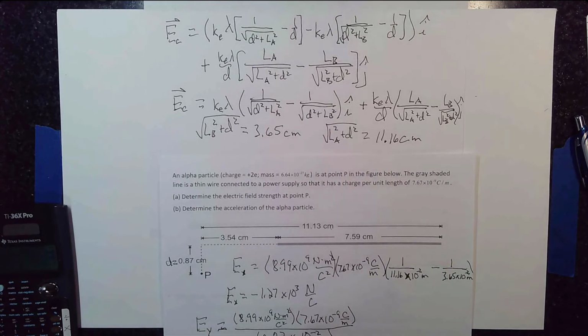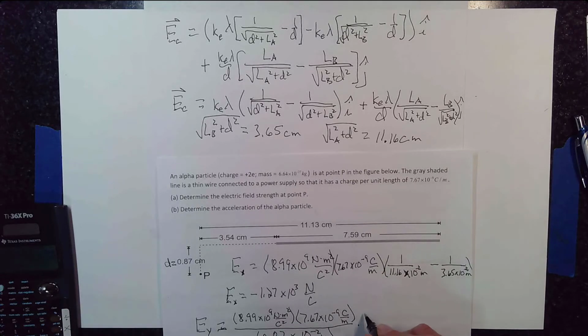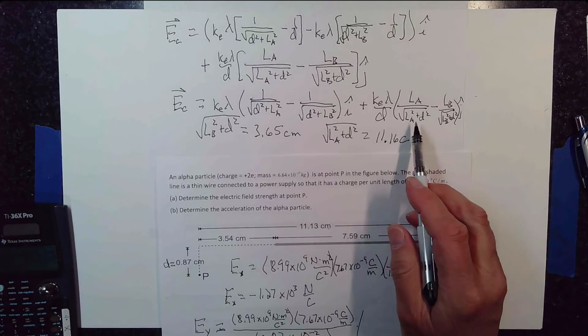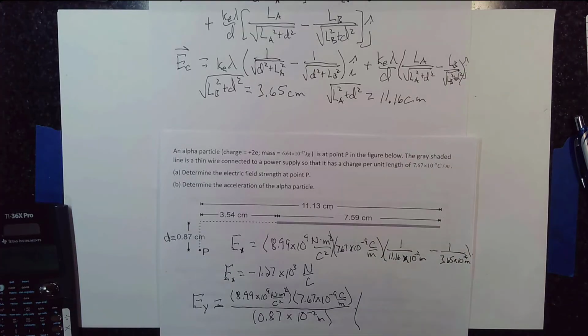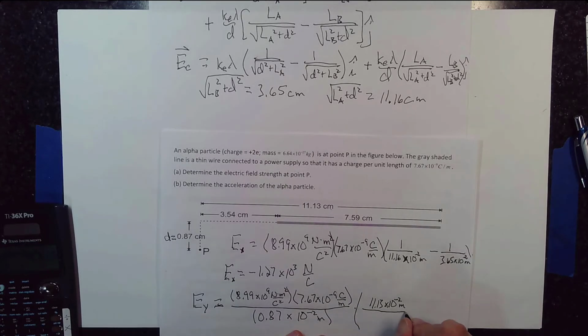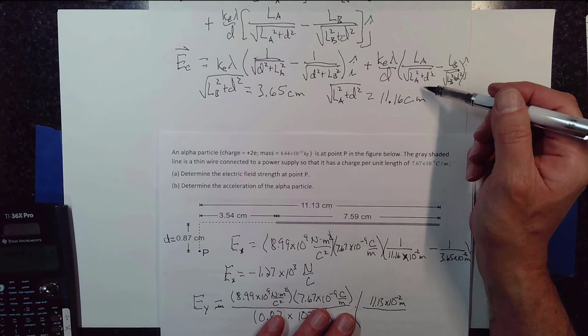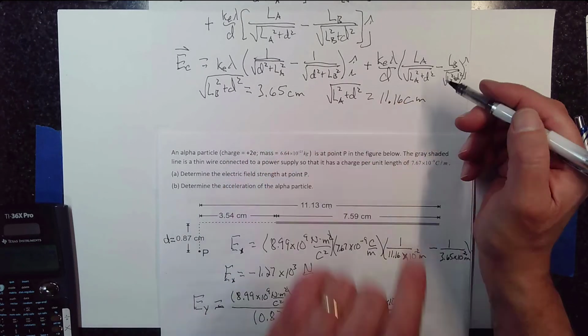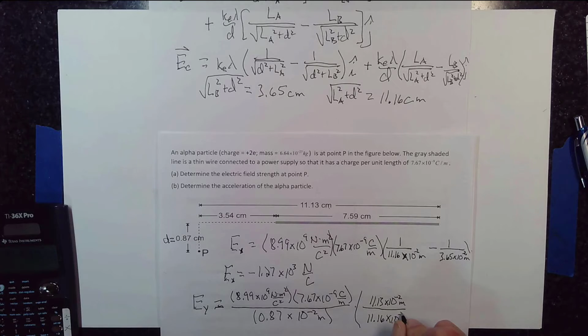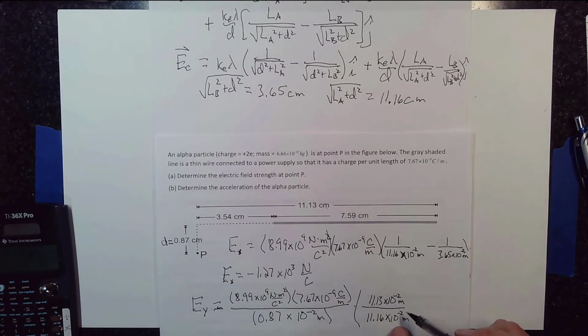This thing's going to knock me down to 2 significant figures, times the complicated geometry stuff, L sub A. L sub A is the 11.13 times 10 to the minus 2 meters. And I'm dividing by the square root of L sub A squared plus D squared, which is 11.16 centimeters, times 10 to the minus 2 meters. These things end up being dimensionless inside here. And then minus L sub B, which was the 3.54 centimeters.